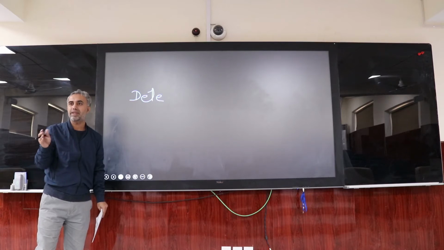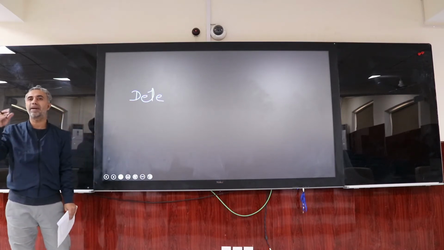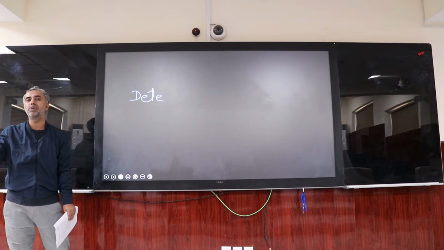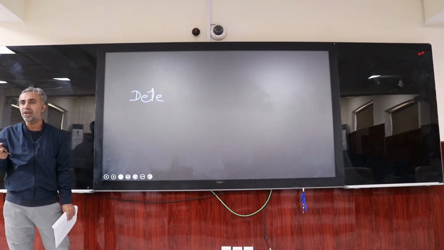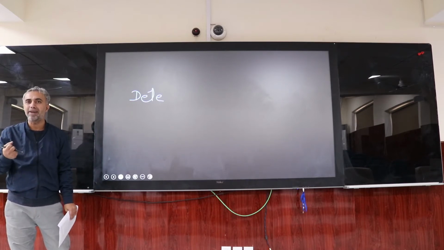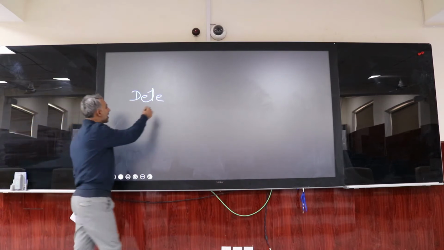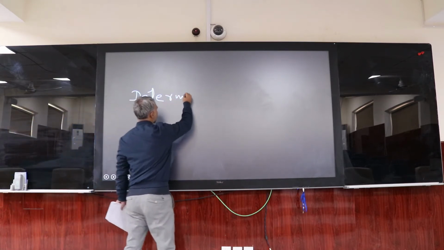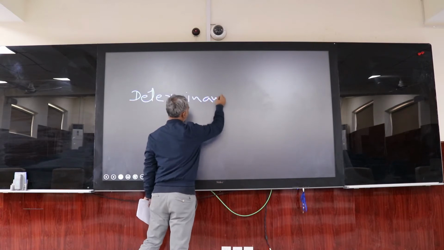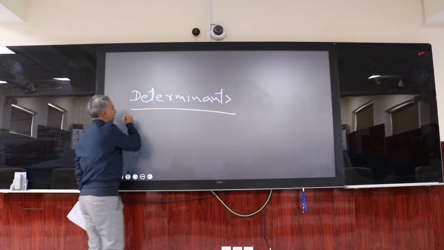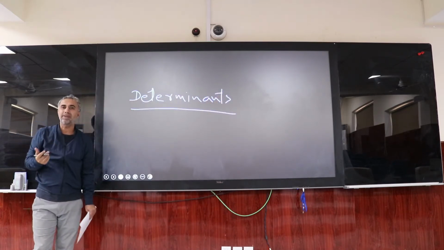The inverse of the matrix is used when you need to get back the original shape, the original model, original things. And determinants tell us about prediction.